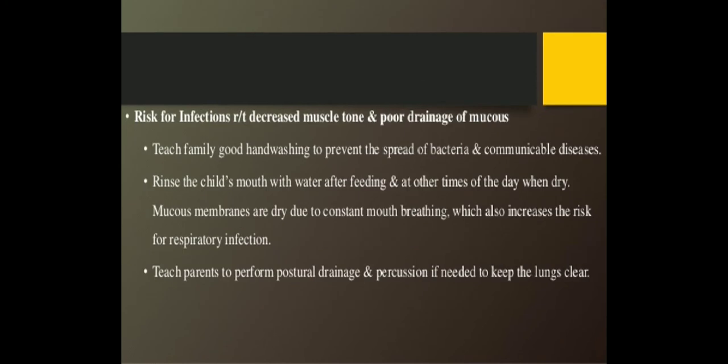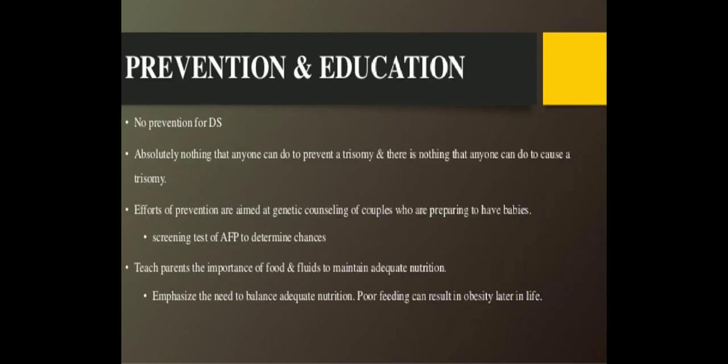Coming to the prevention and education part, there is no prevention for Down syndrome as it is a genetic abnormality, but yes, we can advise mothers who are less than 35 years of age not to smoke or have any type of teratogenic exposure. We can also advise couples to conceive before the mother is 35 years of age. There is absolutely nothing that anyone can do to prevent a trisomy, and nothing that anyone can do to cause a trisomy. So efforts of prevention are aimed at genetic counseling of couples who are preparing to have babies.